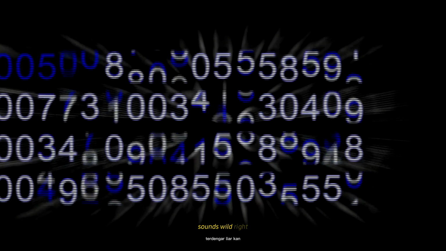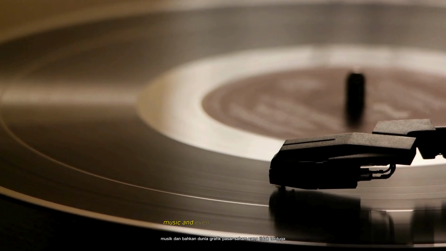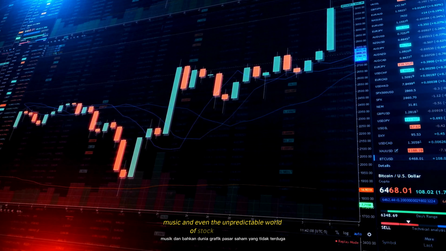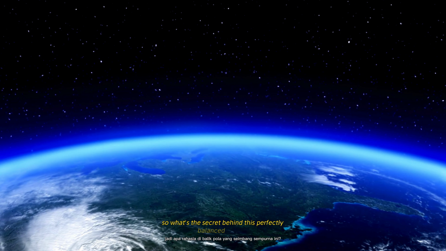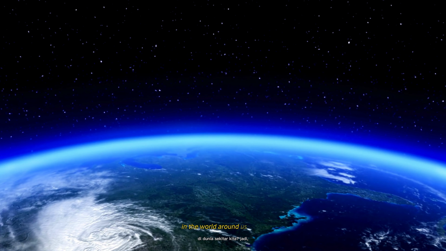Sounds wild, right? But it gets even better. This pattern doesn't just pop up in nature, you know. You will find it in art, music, and even the unpredictable world of stock market charts. So, what's the secret behind this perfectly balanced pattern in the world around us?